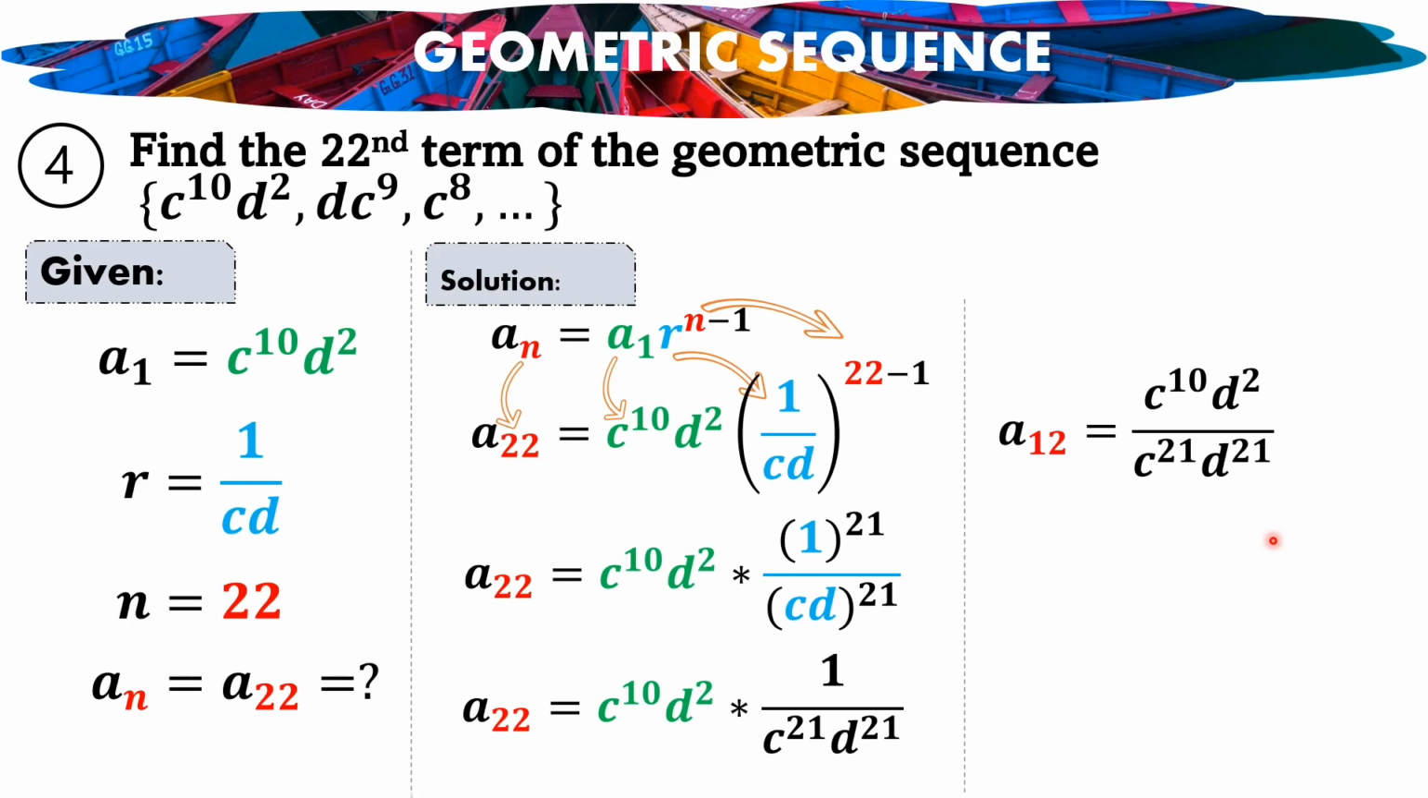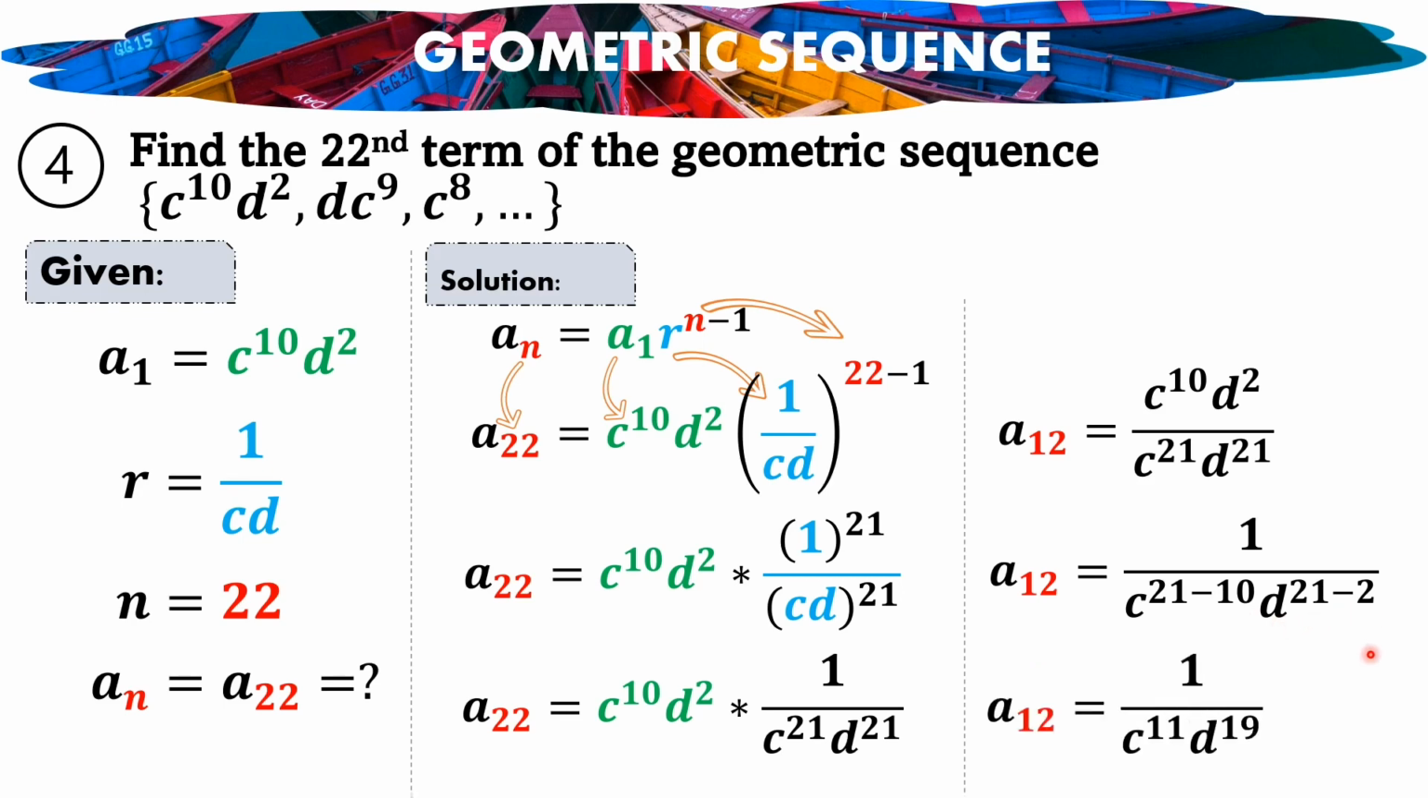Applying the law of exponents, same base and division, subtract their exponents. We have 1 over c raised to 21 minus 10, d raised to 21 minus 2. Therefore, a sub 22 is 1 over c raised to 11 d raised to 19.